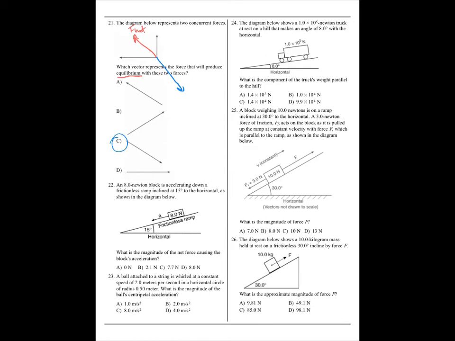Number 22. An 8 Newton block accelerates down a frictionless ramp inclined at 15 degrees to the horizontal, as shown in the diagram below. What is the magnitude of the net force causing the block's acceleration? So it's accelerating downward, and it's because of what force? Now, if you notice, there's no friction because it's frictionless. So that means the only force pulling it downward is Fg parallel.